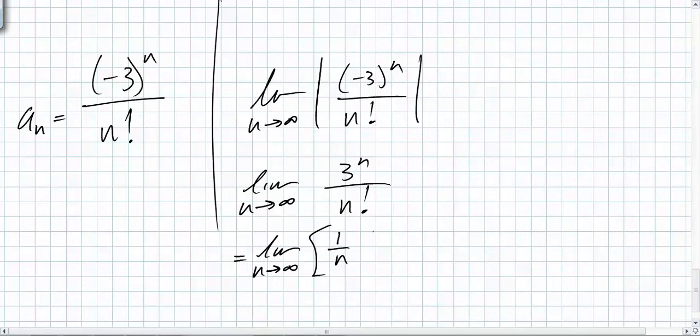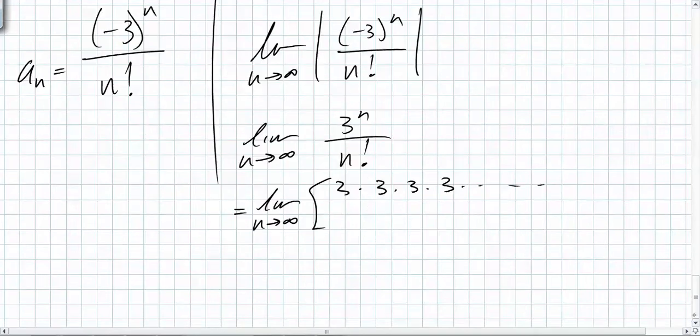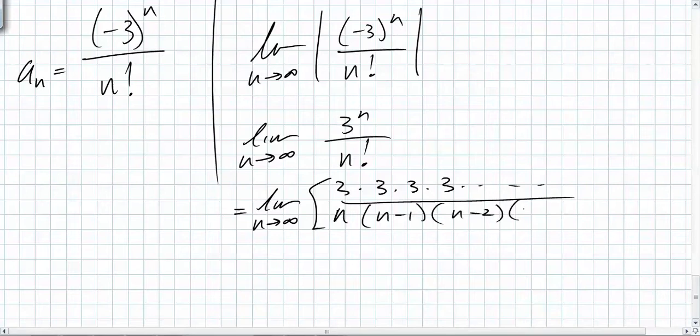1 over n. We can do it in any order we want, but let's do it in descending order first so it makes sense. You have 3 times 3, how many times? It keeps going, right? And then on the bottom you have n times n minus 1 times n minus 2 times.